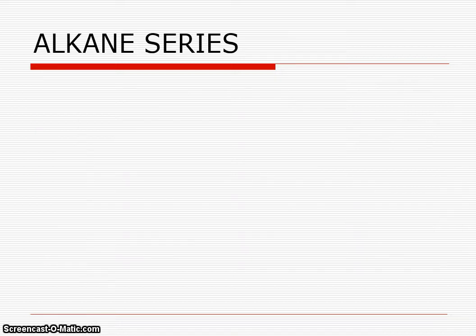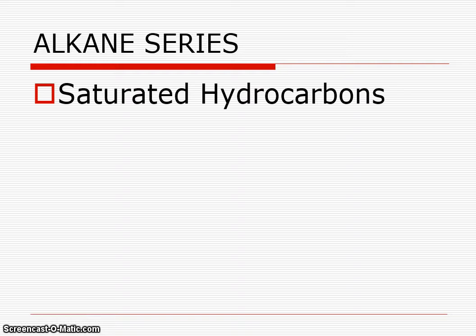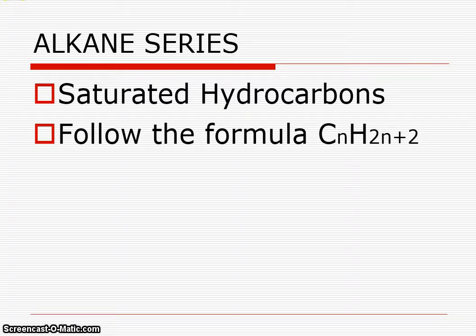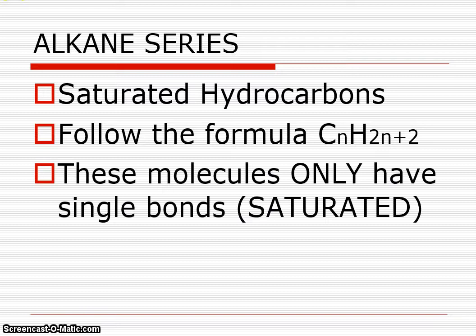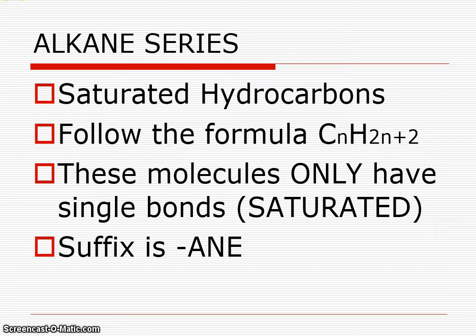We're going to start with learning the alkanes. They are saturated hydrocarbons, meaning that every one of the 4 possible bonds on the carbon is bonded to something different. There is nothing that is double or triple bonded. They follow the formula CnH2n+2, meaning the hydrogen is going to be double whatever number the carbons are, plus 2 more. These molecules only have single bonds, like I said a minute ago. That means they're saturated. And the suffix on their name is ane.